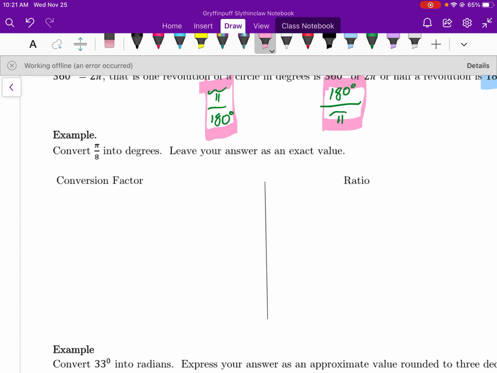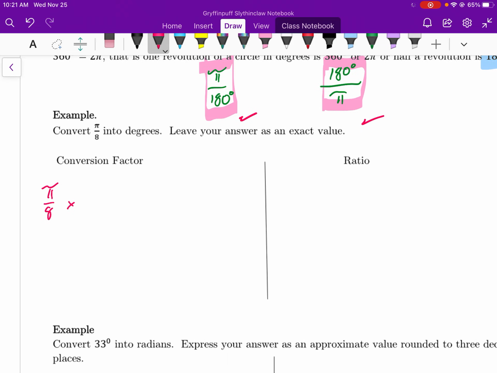So conversion factor. I am going to convert pi over 8 into degrees. So what I'm going to do is I'm going to multiply it by 1. However, I'm going to change the units of this. What is the one I'm going to use? I have two choices, pi over 180 or 180 over pi. Sorry, let me say that again. Pi over 180 degrees or 180 degrees over pi.